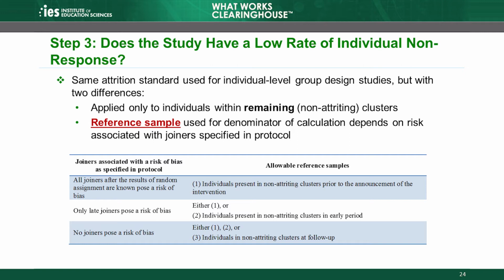Finally, when there is no risk of bias associated with joiners, a third reference sample is allowed in addition to the previous 2: counts of individuals present within clusters at the time outcomes were measured. For example, a study might report counts of the number of students in schools at the time the school administered an achievement test. The table shown here summarizes the permitted reference samples. But remember, no matter which reference sample the study uses, the WWC counts only the individuals within the clusters that remain in the analytic sample.